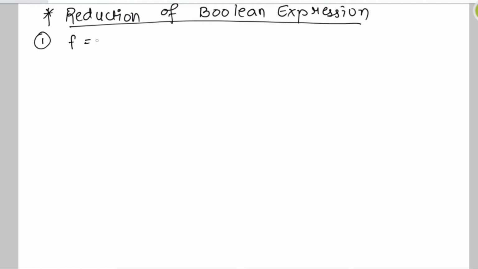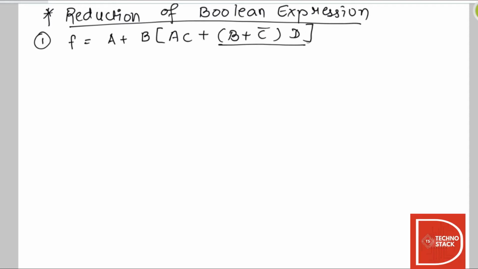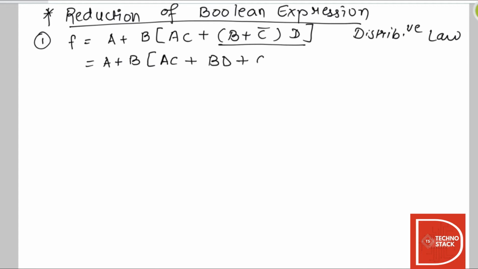The function is equal to (a + b)(ac + b + c̄)d. First we'll use the distributive law for this, and we'll reduce that, which comes to (a + b)(ac + bd + c̄d). Then we'll use the distributive law again for this term and all the rest. So we are again using the distributive law.